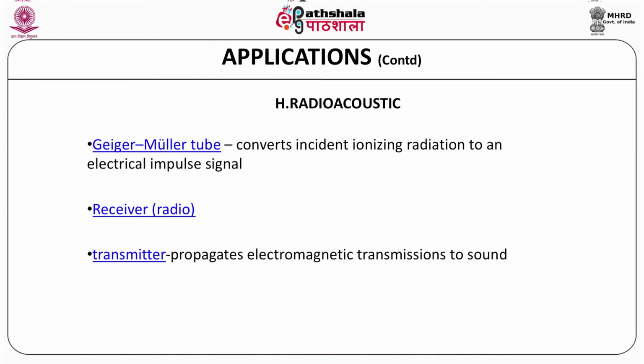Radioacoustics, Geiger-Müller tube, which converts incident ionizing radiation to an electric impulse signal. This Geiger-Müller tube and Geiger-Müller counter you would have studied or you will be studying in the paper on radiation biophysics, where the whole equipment and technique has been explained in great detail. The next one is the receiver or a radio, and transmitter propagates electromagnetic transmissions to sound.